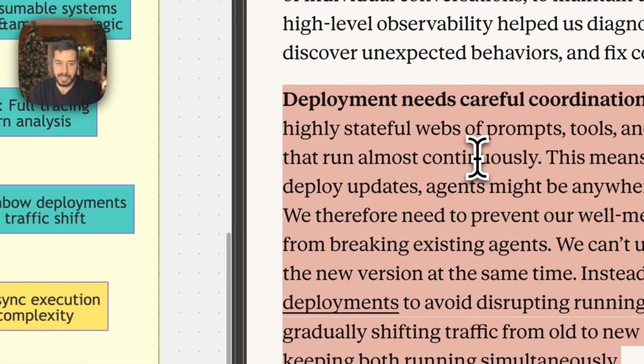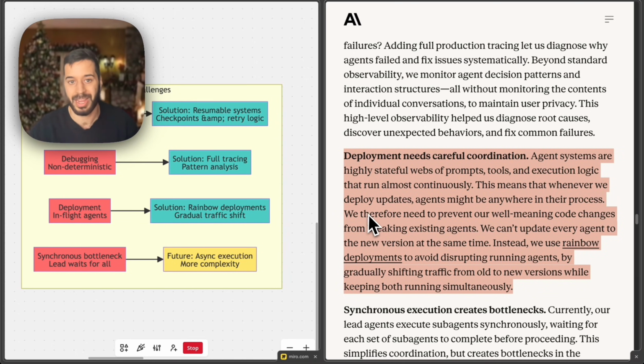And the third thing is deployment with agents in flight. The agents are running in the deployment, so they cannot immediately replace all the agents that are currently live, because some of them are running. So they do a slow rollout.